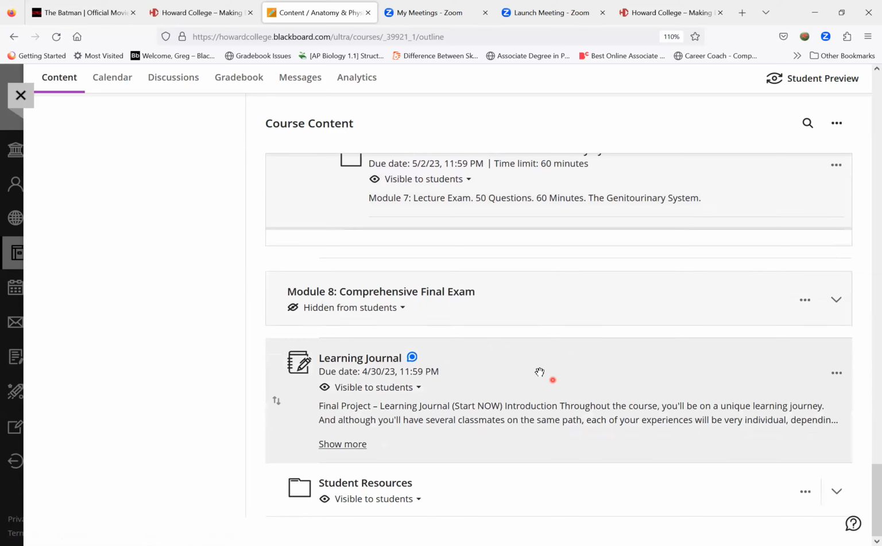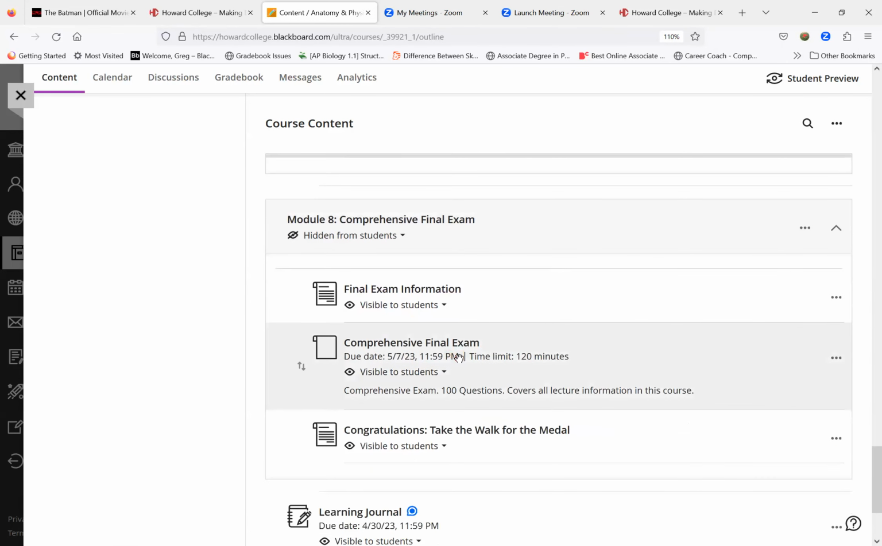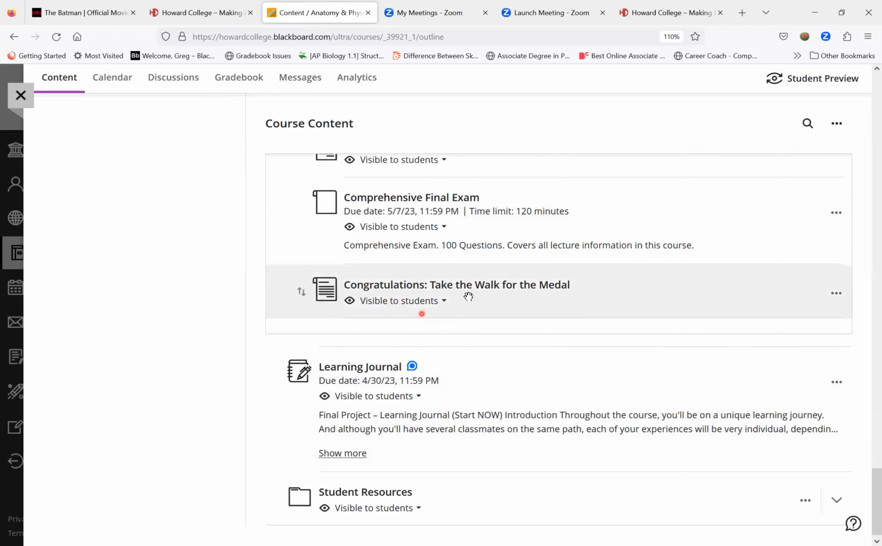And I'm going to go down here. Here is the comprehensive final. It is 100 questions, like it says here. It's over the lecture material, not the lab. So it's 100 questions that cover from the endocrine system through reproduction, and it's only the lecture type questions. So here's some information about it. You'll need to look at that. And then when you're done, take a victory lap, watch the video.